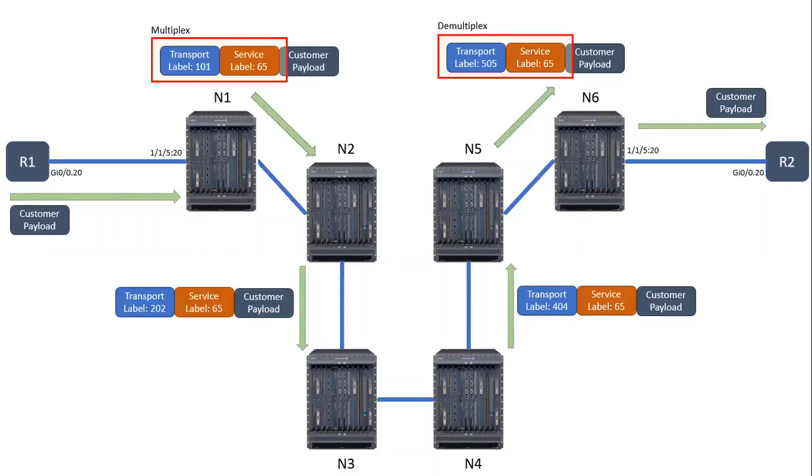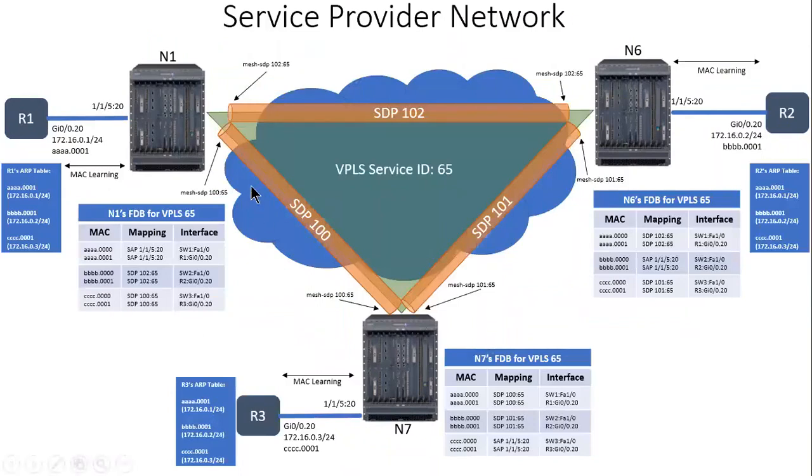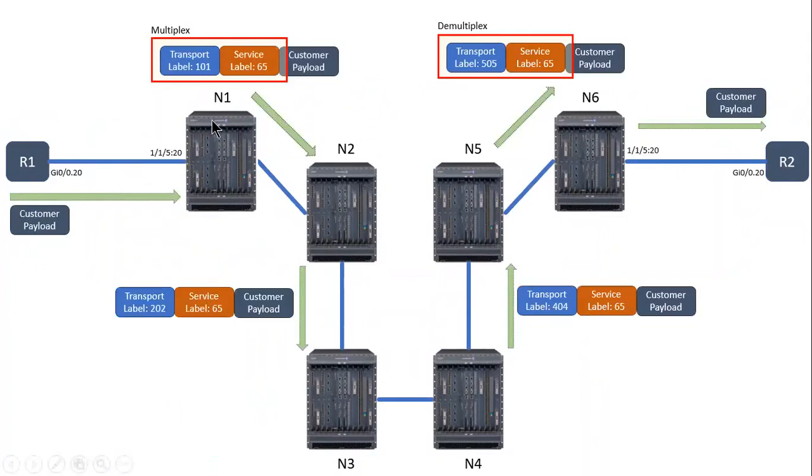So since these neighbors are directly connected, link LDP is what's allowing the redistribution and the signaling of label information amongst those peers. But in the case of our edge routers, we almost want to trick the routers into thinking they're directly connected. So we know that physically it takes several hops to get from router N1 to N6.